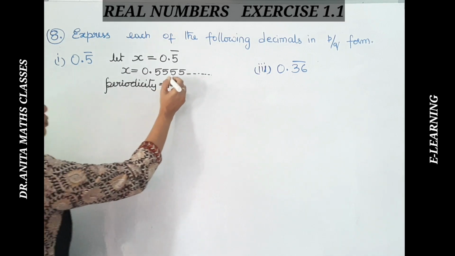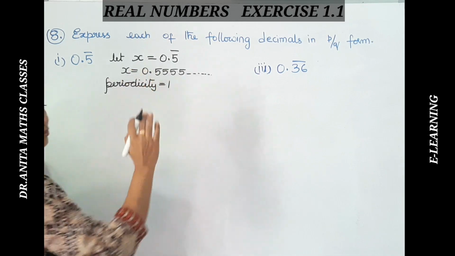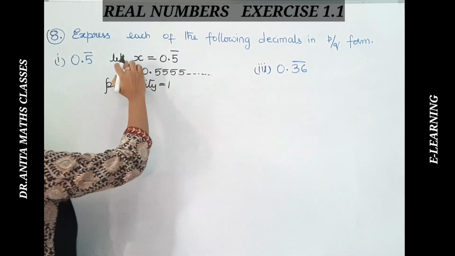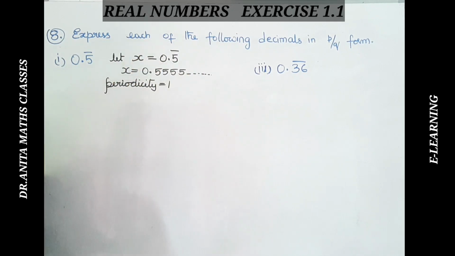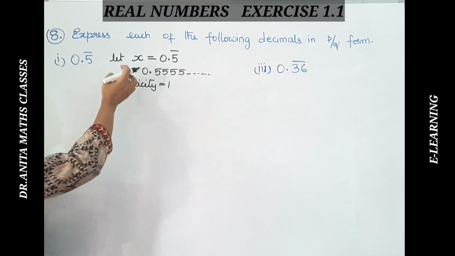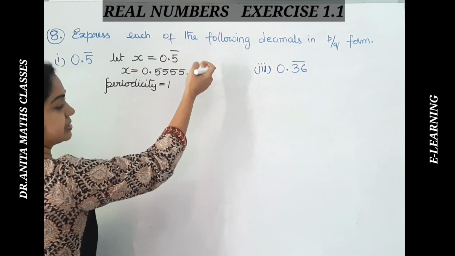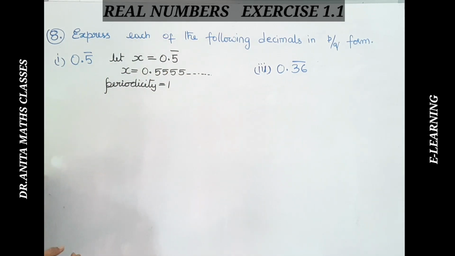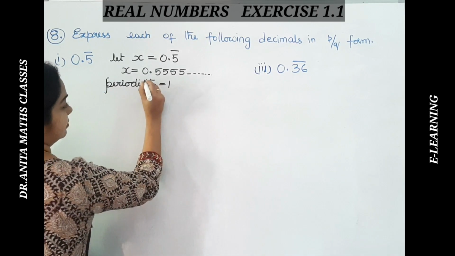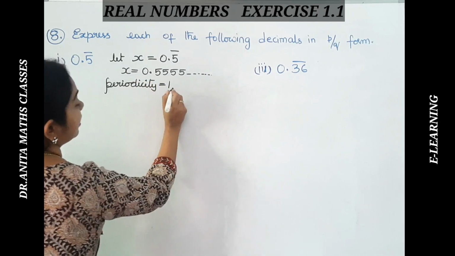When periodicity is 1, we have to multiply both sides of x with 10. If the periodicity is 2, we have to multiply both sides with 100. If the periodicity is 3, we have to multiply both sides with 1000. That is the rule applicable for periodicity.